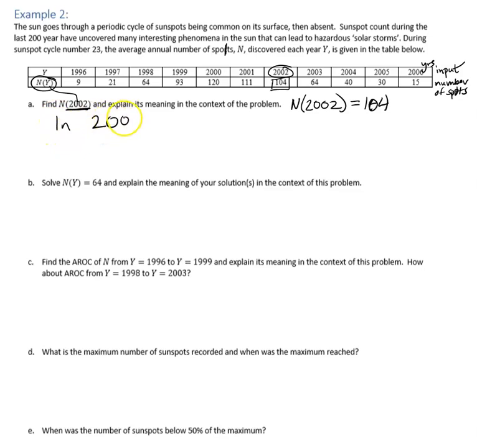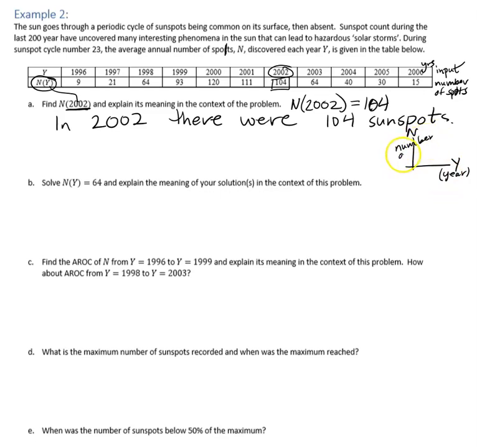So in 2002, there were 104 sunspots. And again, I actually really love, I'll do this for myself. I didn't necessarily need it there, but just to remind me. So this is y and this is n, and y is the year, and this is the number of spots. So I labeled it on the table, but I really like having that visual on the graph personally. It helps me keep things straight.